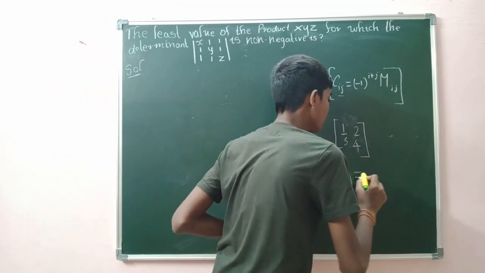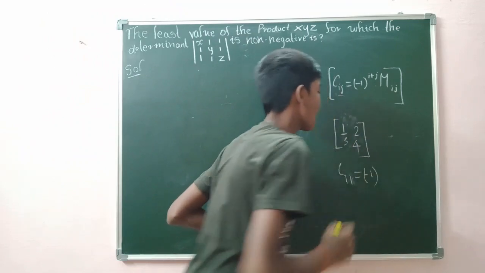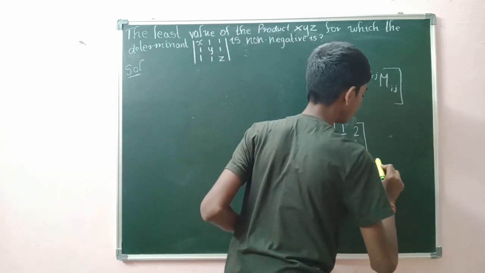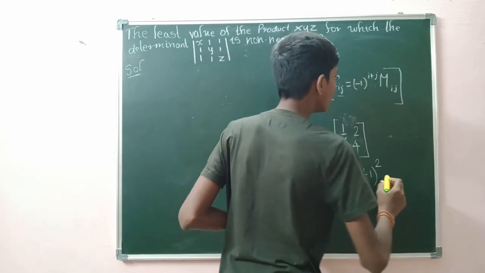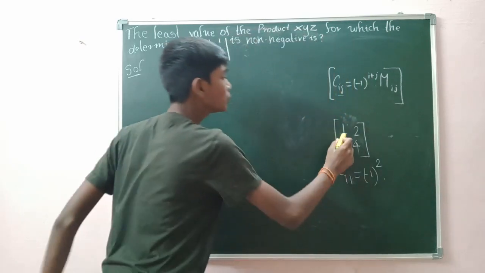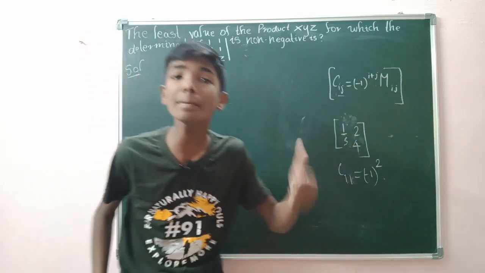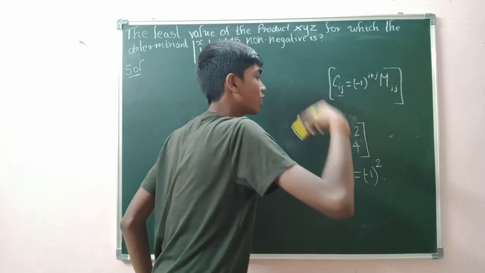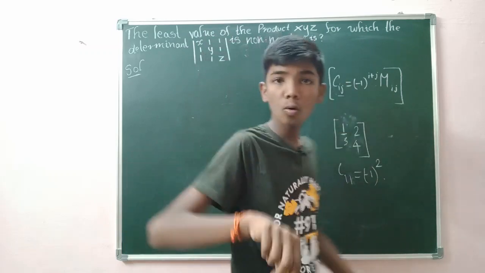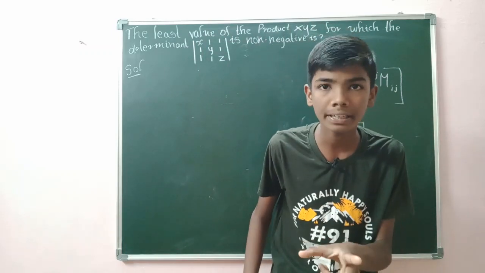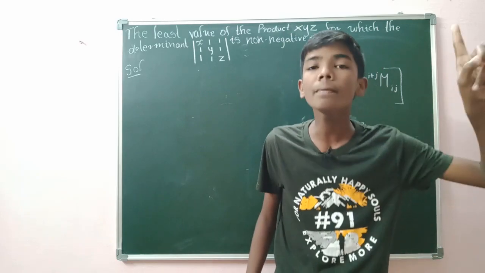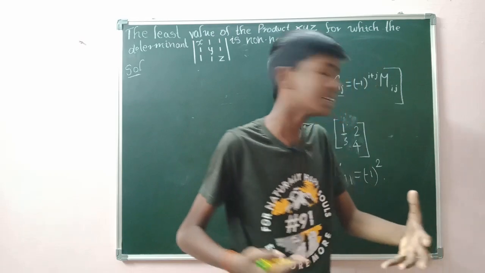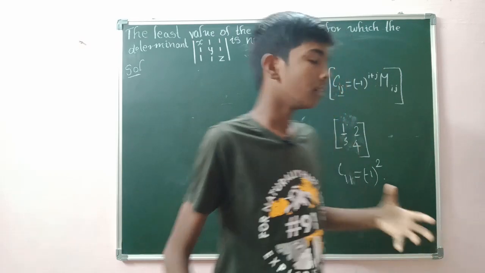So C11 will be nothing but minus 1 power i plus j. What is i plus j? 1 plus 1, that is 2. So minus 1 squared times the minor of this particular element. How will you find the minor? Very simple. Just strike out the row and the column of that particular element. What I am trying to say here is, listen very carefully.